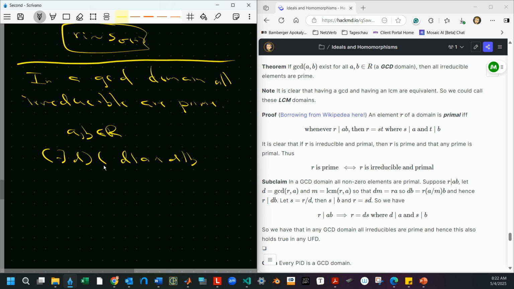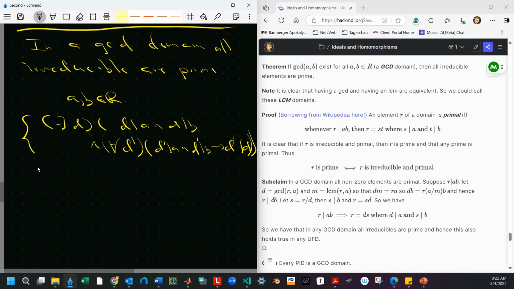So D divides A and D divides B, and for all D prime such that D prime divides A and D prime divides B, it's the case that, D prime should be a smaller divisor. It should be the case that D prime divides D. So in some sense, D is kind of packed in with all the possible divisors. So that's the idea.